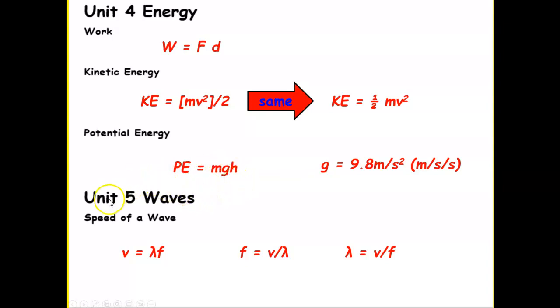And then the last unit that we have math in is our unit 5, which is the one we just finished, which is just velocity is equal to wavelength times frequency. And then you have the other 2 formulas that you have to rearrange solving for frequency and wavelength.